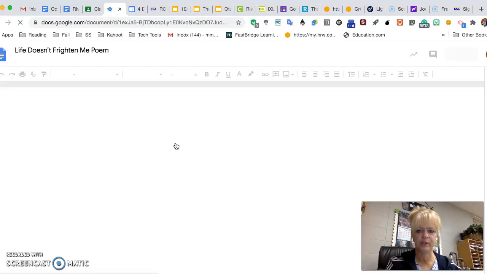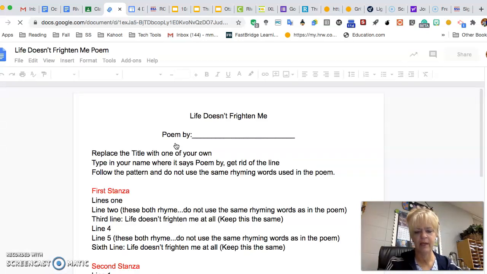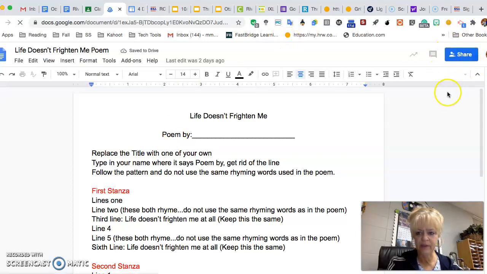Mine's going to look a little bit different because I'm on a laptop. I am not on an iPad. But I did give you verbal instructions and written instructions. Right up in the top right-hand corner, there's going to be what looks like a paper with a pencil through it. That is how we open up a Google Doc.